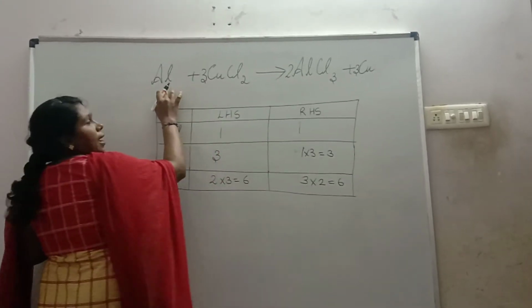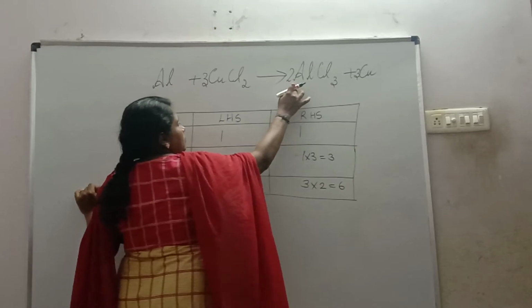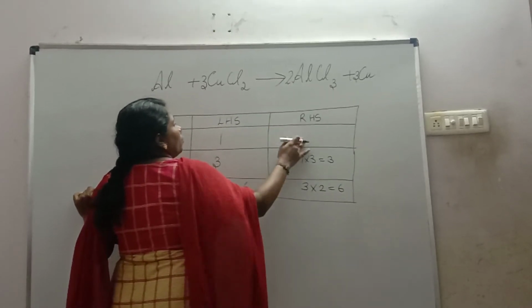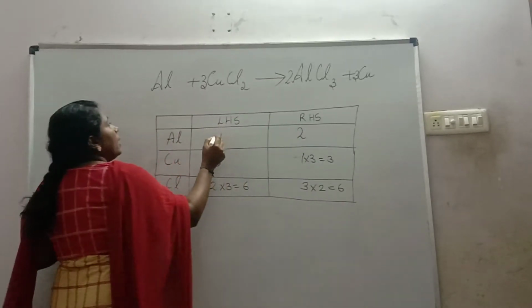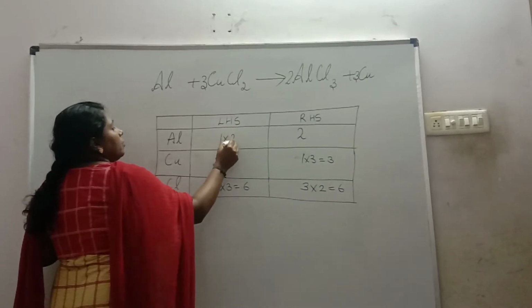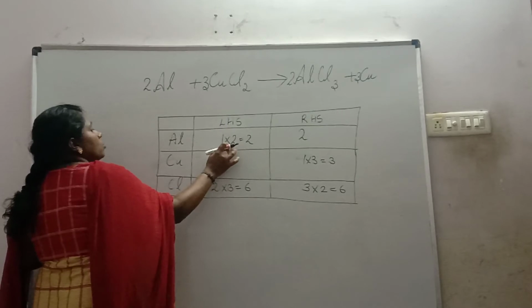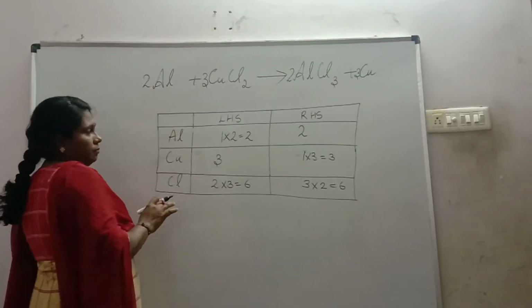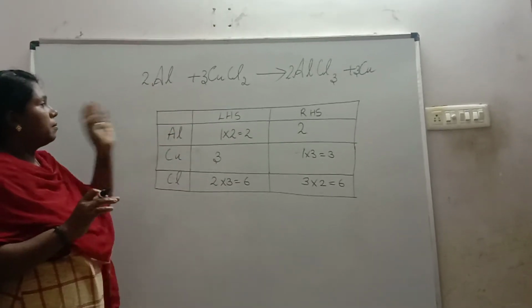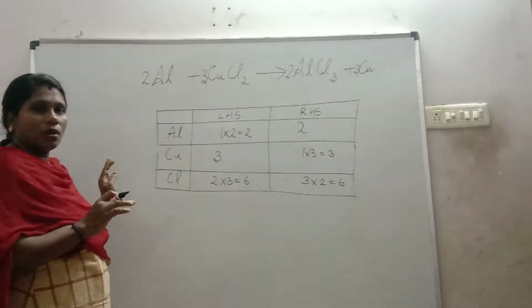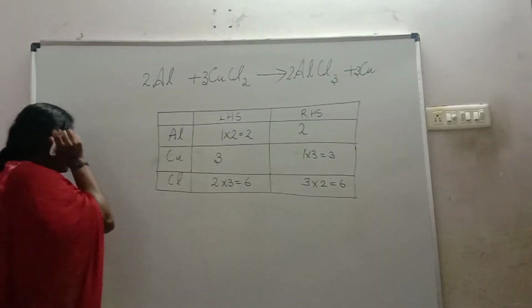Here 1 atom of aluminium, here 2 atoms. So what will you do? Multiply the left-hand side with 2 and write that 2 as the exponent here. Now the equation is balanced. Go to the next equation.